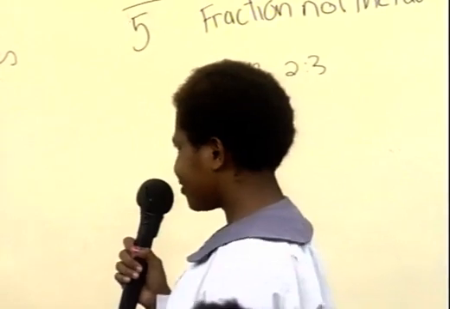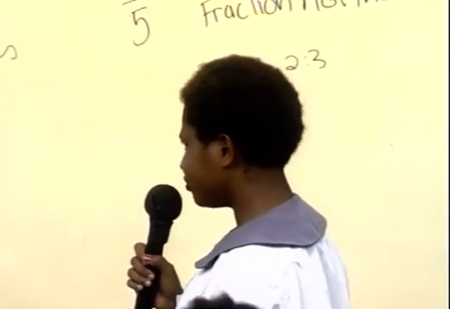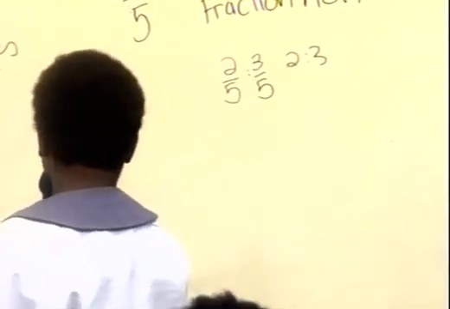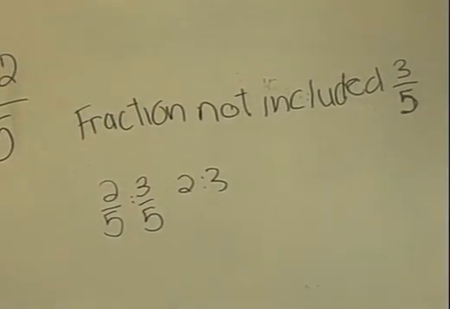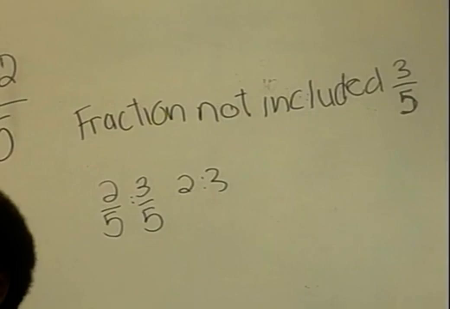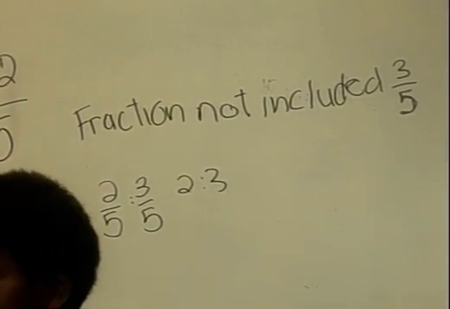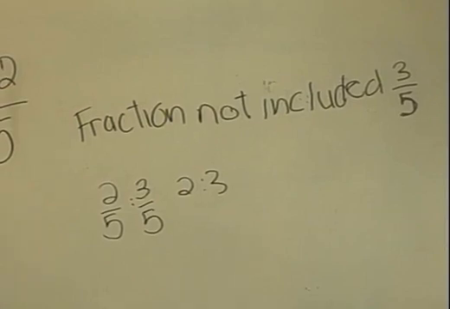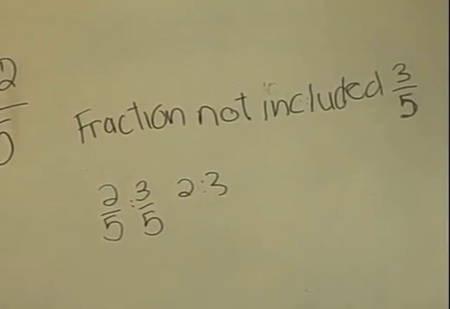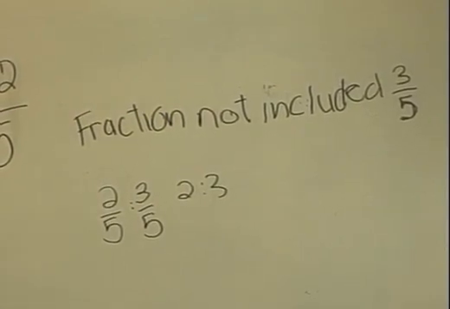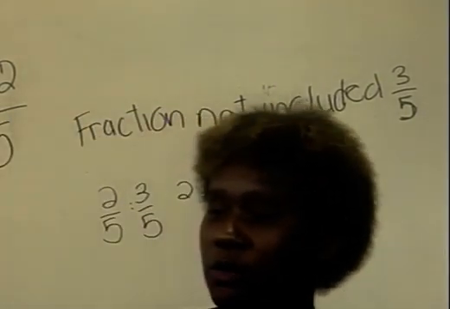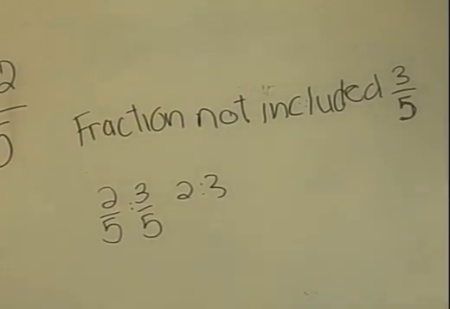The question is, convert the following fraction into a ratio. The fraction not included is 3/5, and 2/5 is to 3/5 is 2 is to 3. Okay, thank you, Rachel. That's how she understood the method on how to work out the answer. Any other explanations?